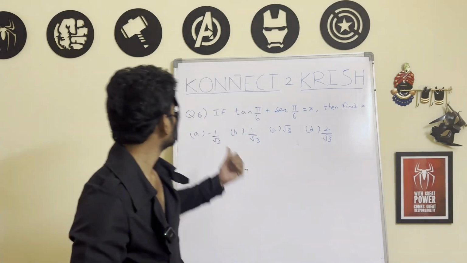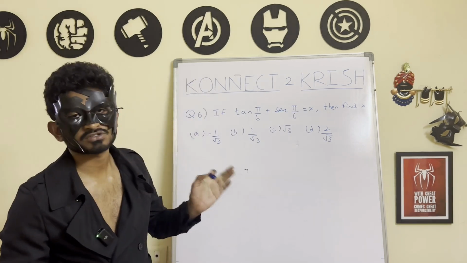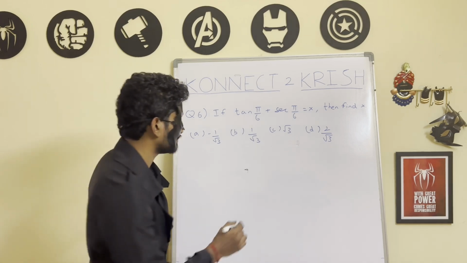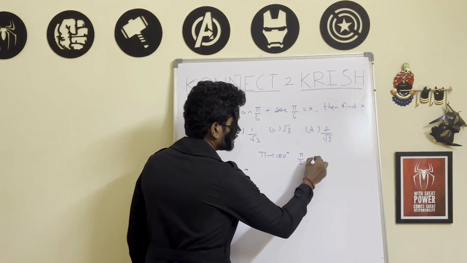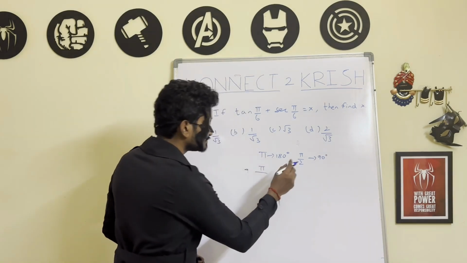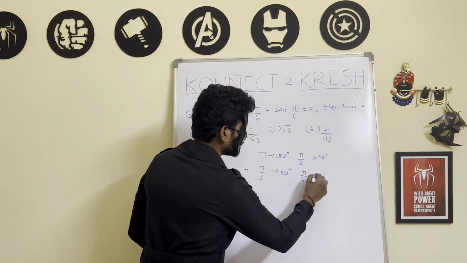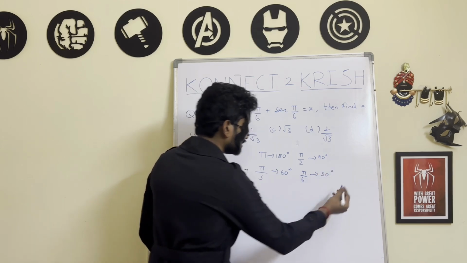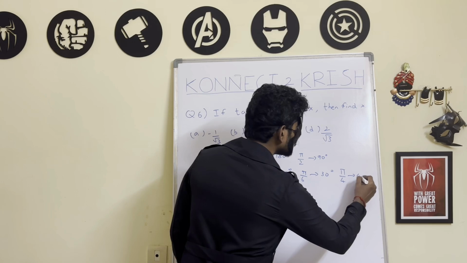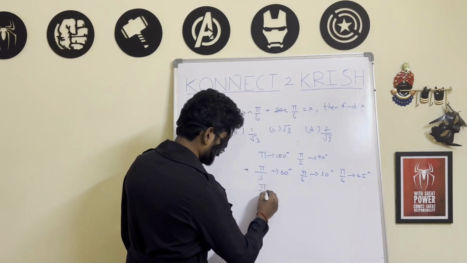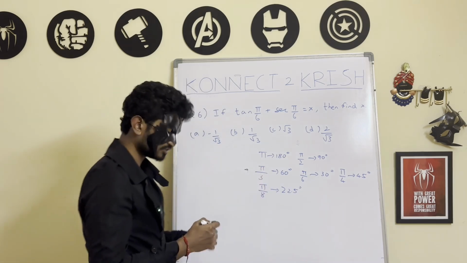So friends, next question is, if tan pi by 6 plus secant pi by 6 is equal to x, then find x. Before starting to solve this question, I request you to remember a few values. For example, pi is nothing but 180 degrees, pi by 2 is 90 degrees, pi by 3 is 60 degrees, pi by 6 is 30 degrees, pi by 4 is 45 degrees. Pi by 8 is also asked sometimes, which is equal to 22.5 degrees. So all these values you need to memorize.